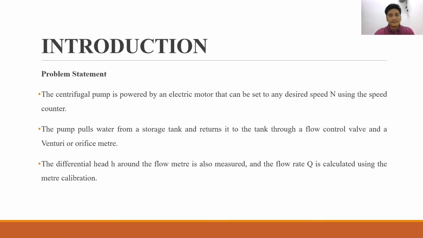For the problem statement, the centrifugal pump is powered by an electric motor that can be set to any desired speed using the speed counter. The pump pulls water from a storage tank and returns to the tank through a flow control valve and a venturi or orifice meter. The differential head H around the flow meter is also measured, and the flow rate Q is calculated using the meter calibration.